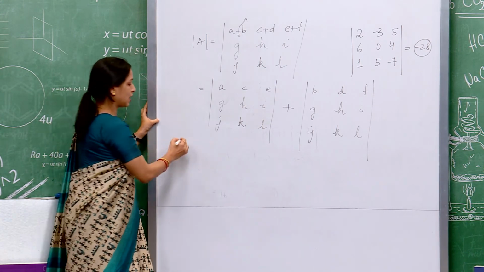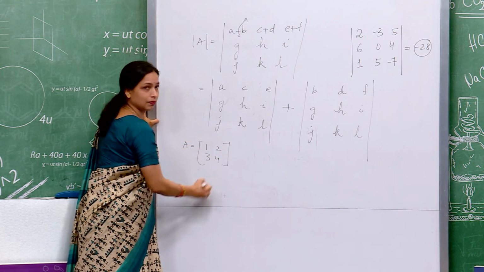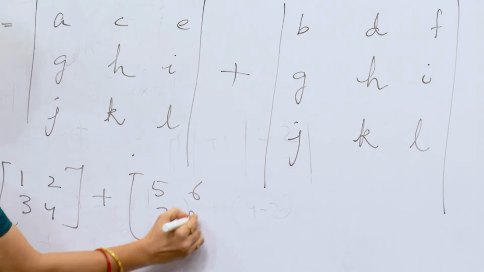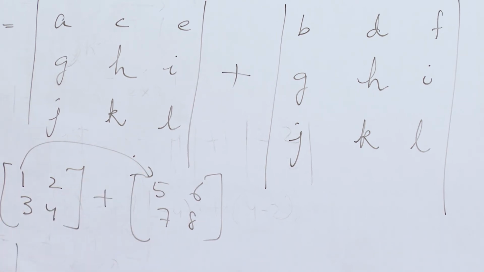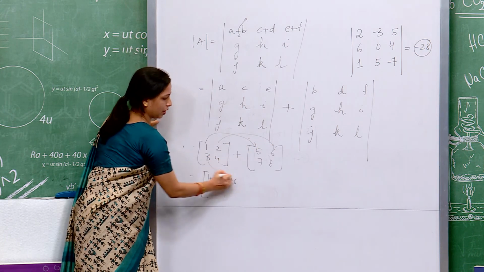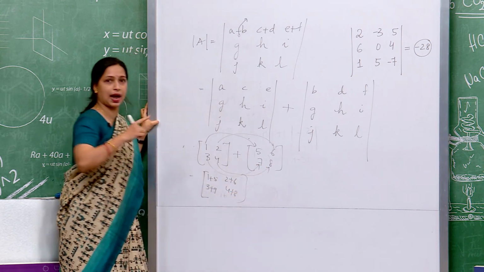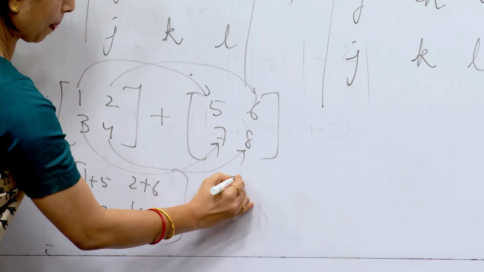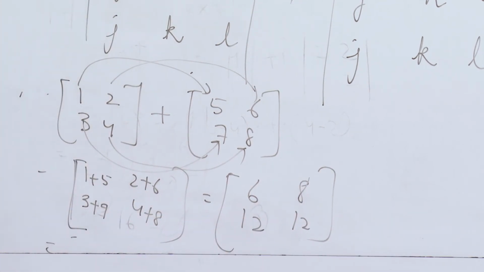Now, remember how we add or subtract in matrices. For example, if this is one matrix, 1, 2, 3, 4, and this is another matrix, let's say 5, 6, 7, 8. So how do we add in matrices? We add the corresponding elements, like 1 plus 5, 2 plus 6, 3 plus 7, and 4 plus 8. This is how we add in matrices. We add the corresponding elements with the other matrix, right? And the resultant is 6, 8, 10, and 12. So this is the additive value of the two matrices.